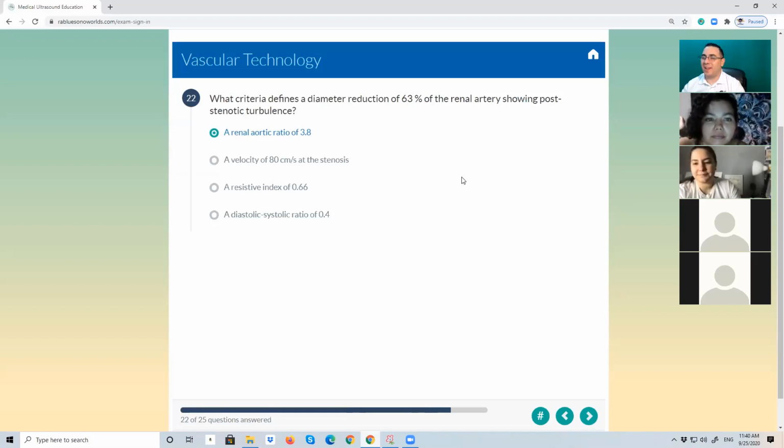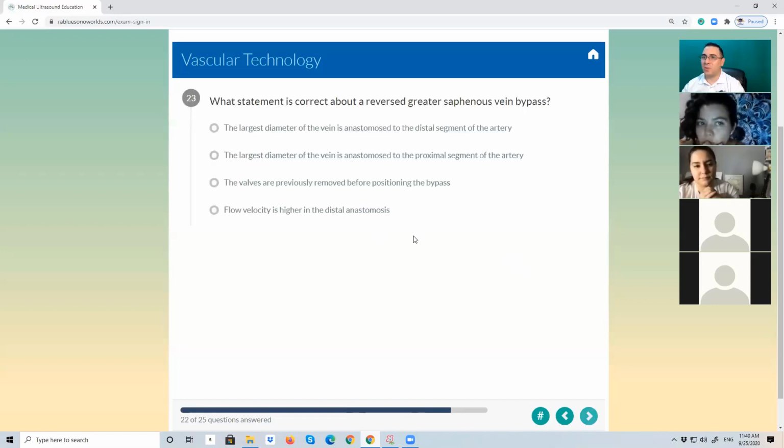Very good. And remember something, when you do the renal aortic ratio, you have to use the distal aorta. Don't use mid, don't use proximal, use that one. All right, very good. More than 2.5 is abnormal. All right, let's go to the next one, 23.